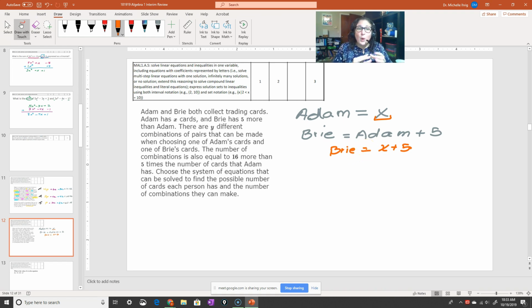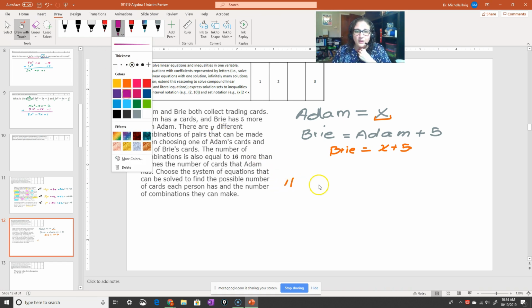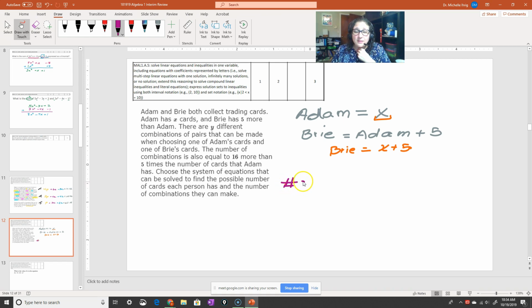Okay, there are Y different combinations of pairs that can be made when choosing one of Adam's cards from Bree's cards. The number of combinations is also equal to 16 more than 5 times the number of cards that Adam has. So let's go back. It says the number of combinations. So I'm just going to put number. So the number of combinations equals, and let's go slowly, 16 more. So I'm going to put the plus 16 because if I have 16 more dollars, I have how many dollars I have plus 16.